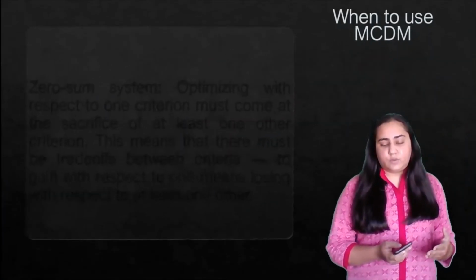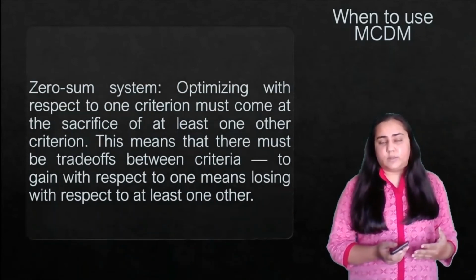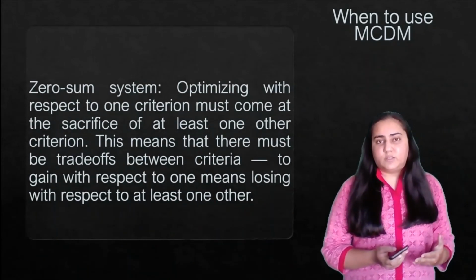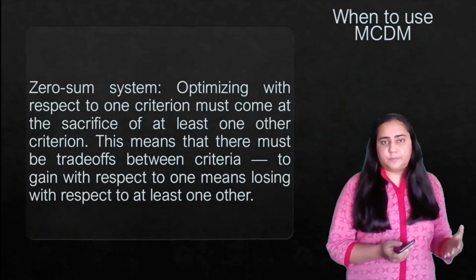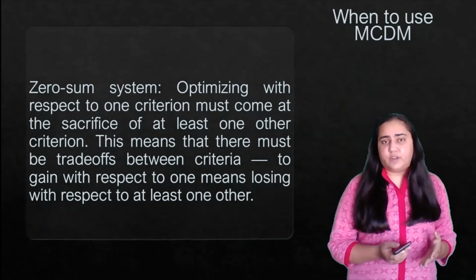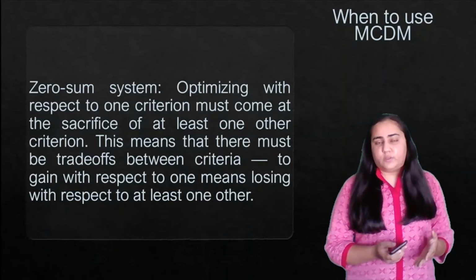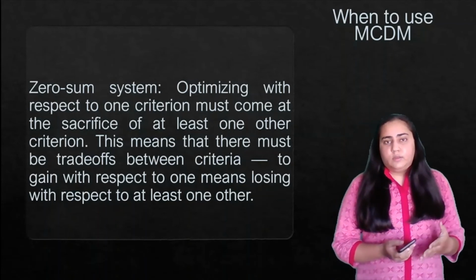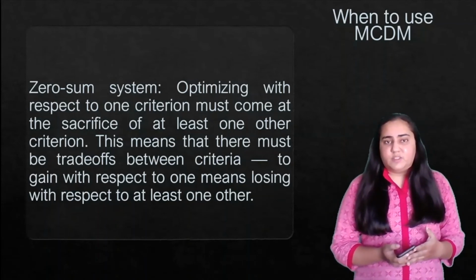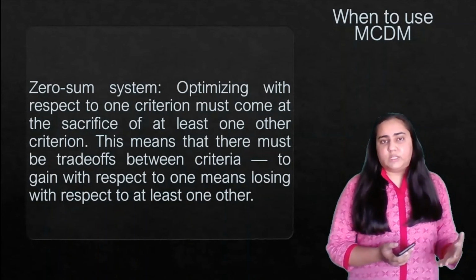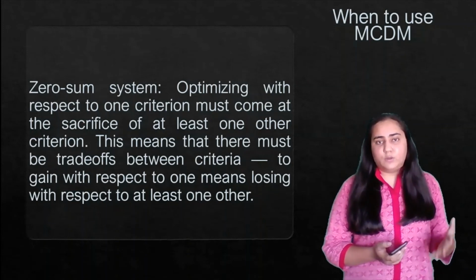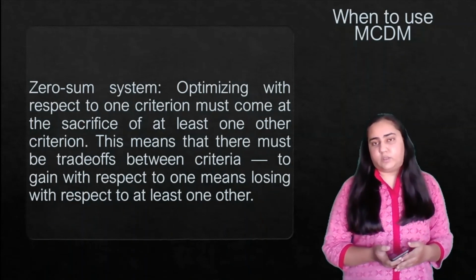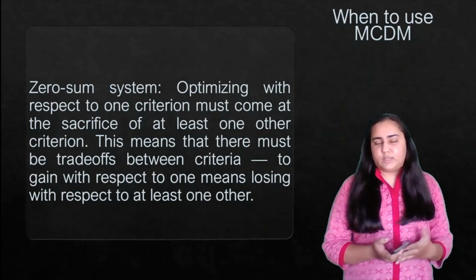And the second reason for using MCDM is a zero-sum system. Optimizing with respect to one criterion must come at the sacrifice of at least one other criterion. What this means is that there must be trade-offs between criteria, so that to gain with respect to one means losing with respect to at least one other. What does that actually mean?